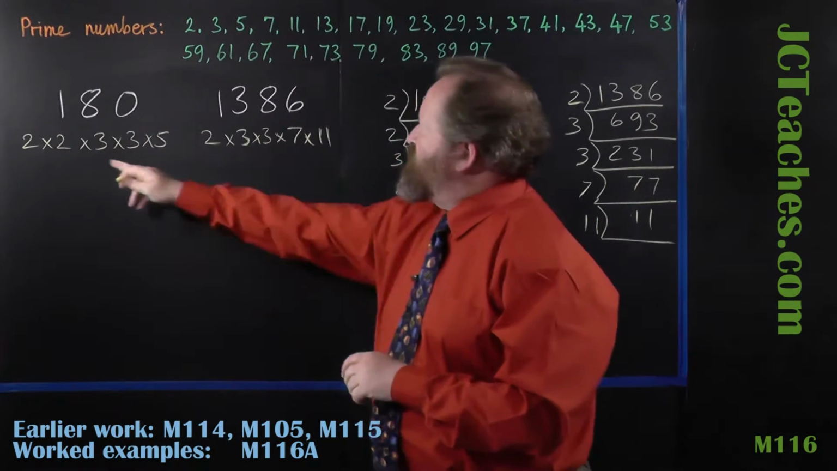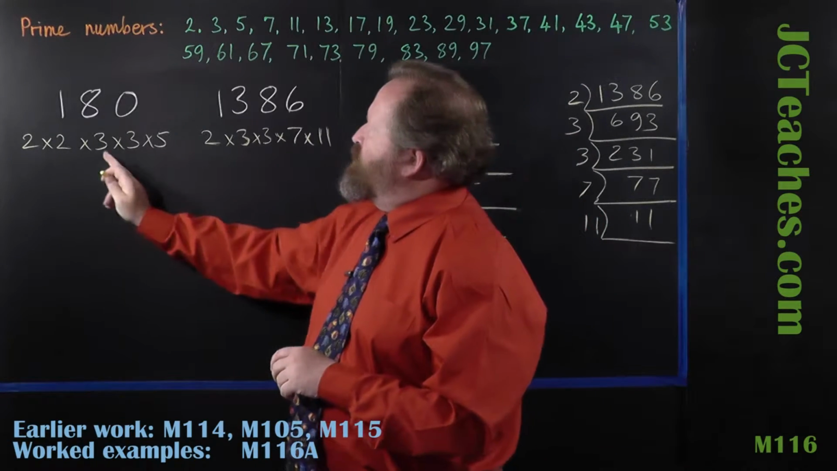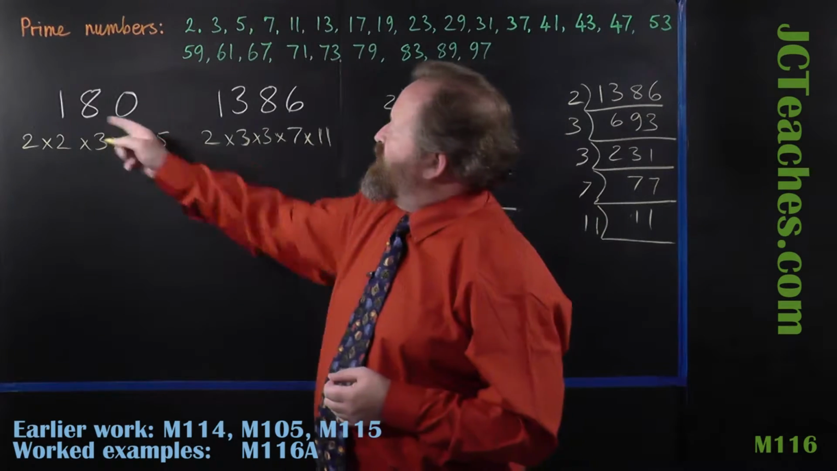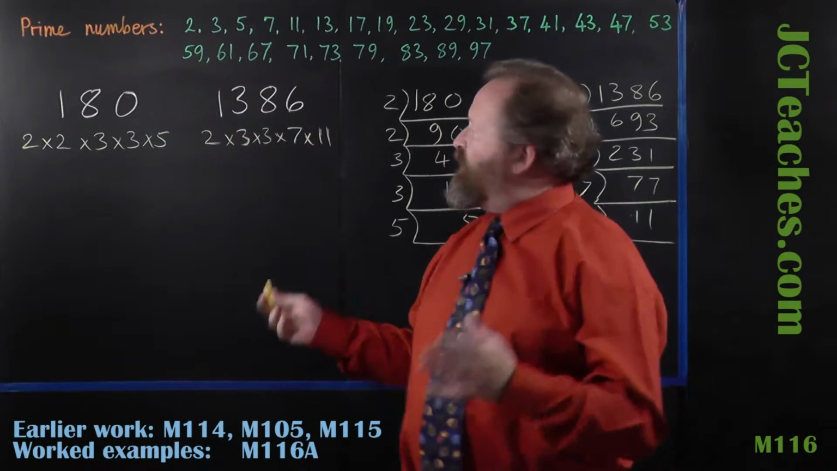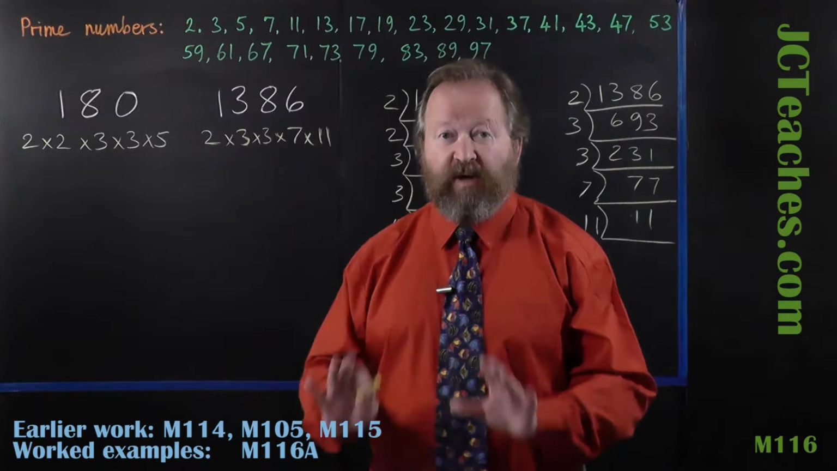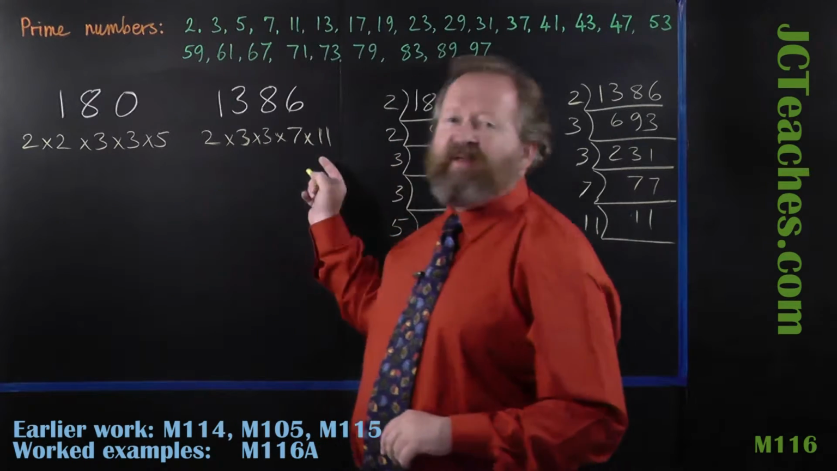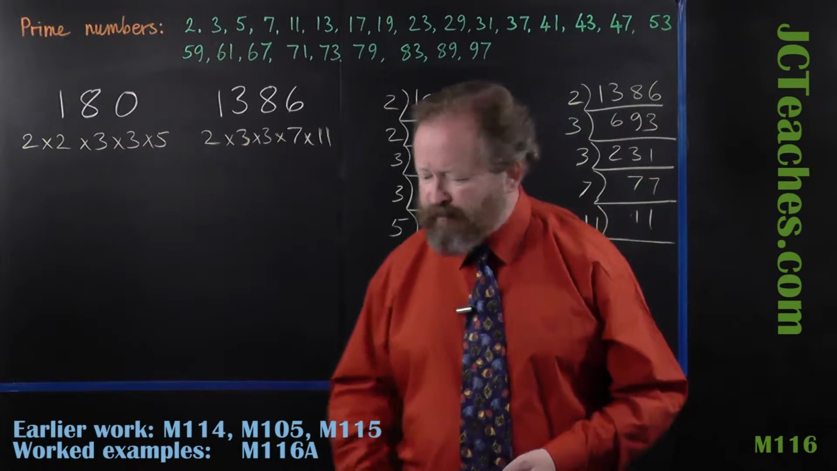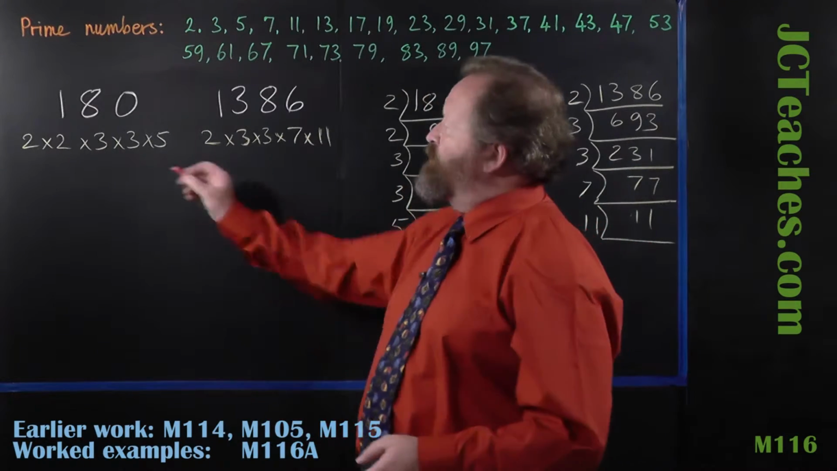Okay, so we've got the prime factors of that and this. 2, 2, 3, 3, 5, and 2, 3, 3, 7, 11. Now, to find the largest number that fits into this one and into that one, I need to find the largest number that I can make with both this set and that set of prime factors. So what effectively I've just got to do is identify the numbers that appear in both of them.